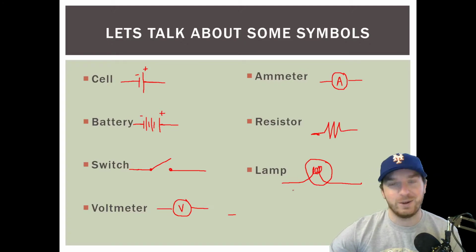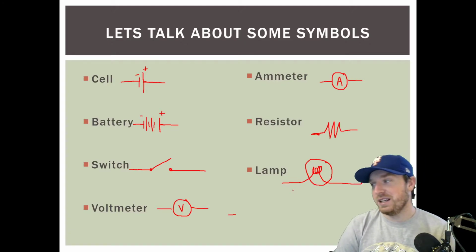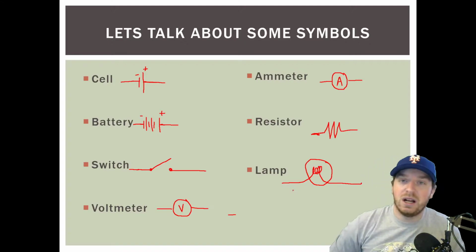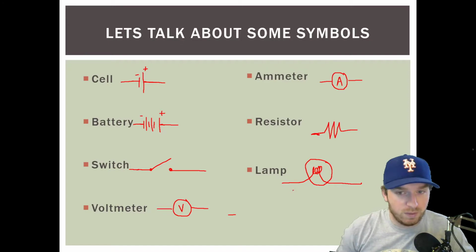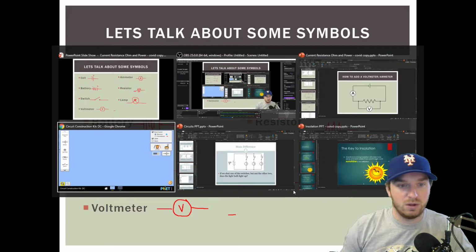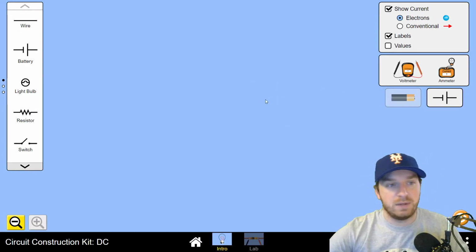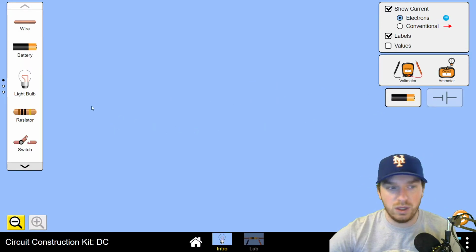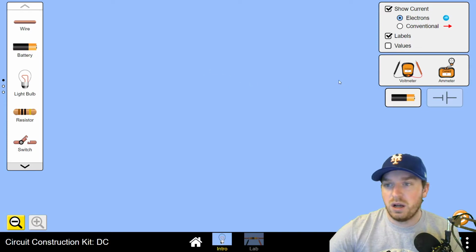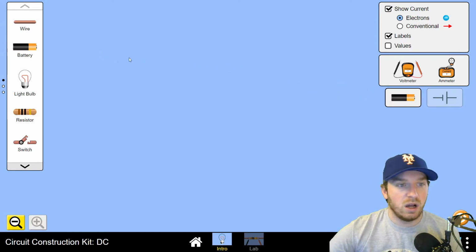So now we're going to get into actually building a circuit. So now there's two types of circuits that we're going to be building. I'm going to start with a series circuit. And we're going to use the program that you probably used last week in your choice of assignment, which is this. So we're going to use just the normal view instead of the schematic view.